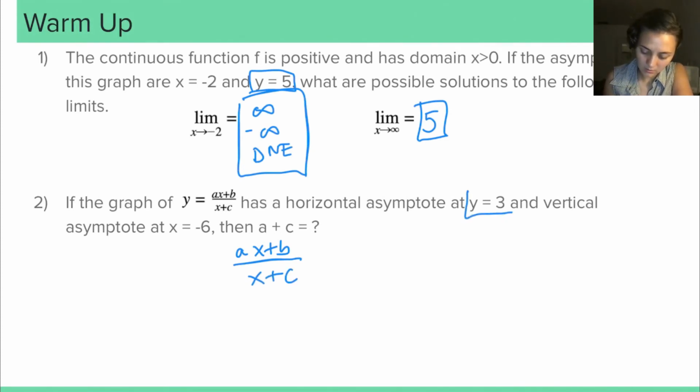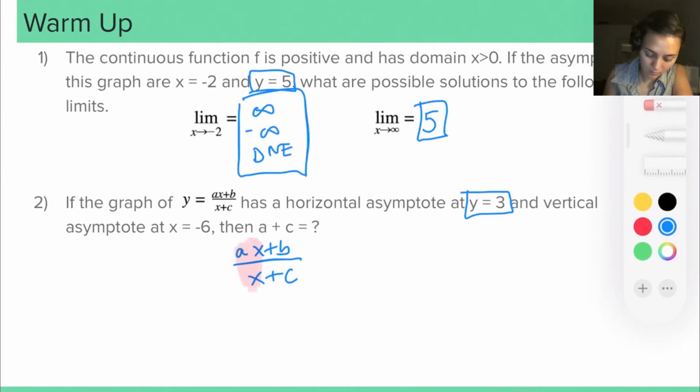Horizontal asymptote, if I get a value like that, I know that it is the ratio of the leading coefficients. And so my leading coefficients, my leading terms are right here. And so I know that that has to equal 3, so my A value is going to be 3.